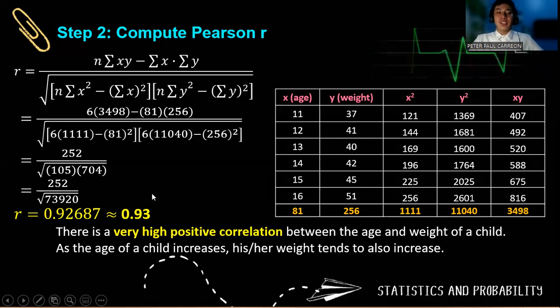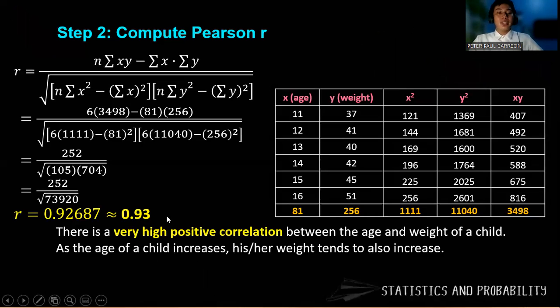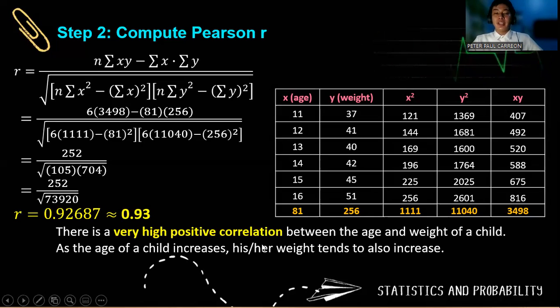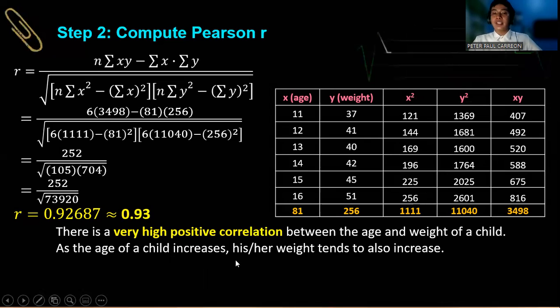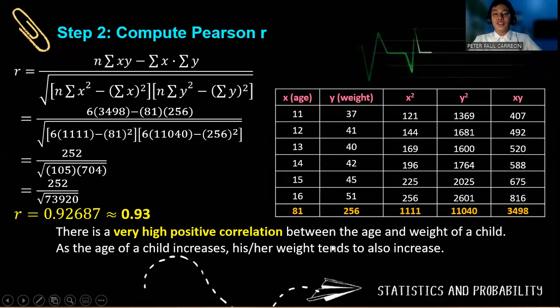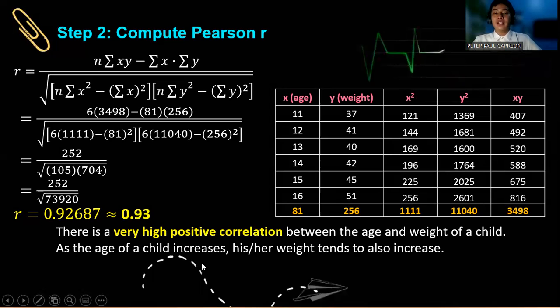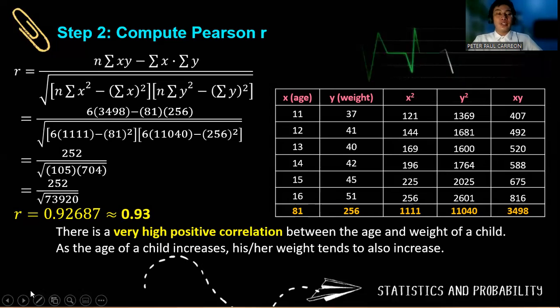And using the interpretation, 0.93 means there is a very high positive correlation between the age and the weight of the child. Meaning as the age of the child increases, his or her weight tends to also increase, and vice versa. Of course, the lower the age of the child, then the lower the weight is.